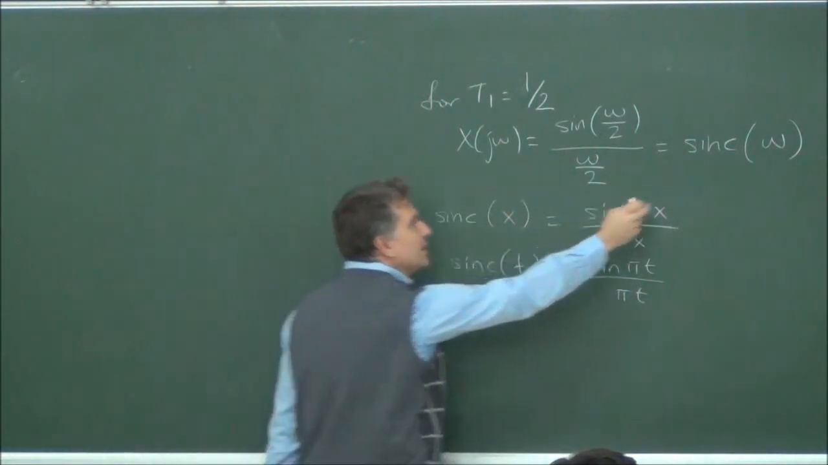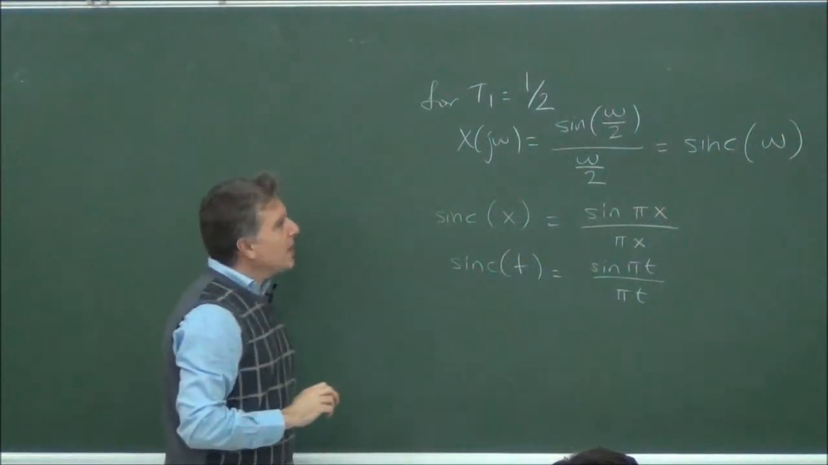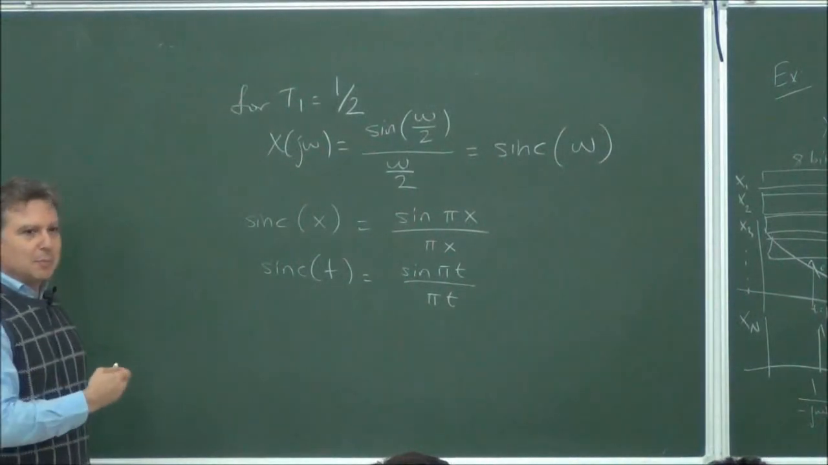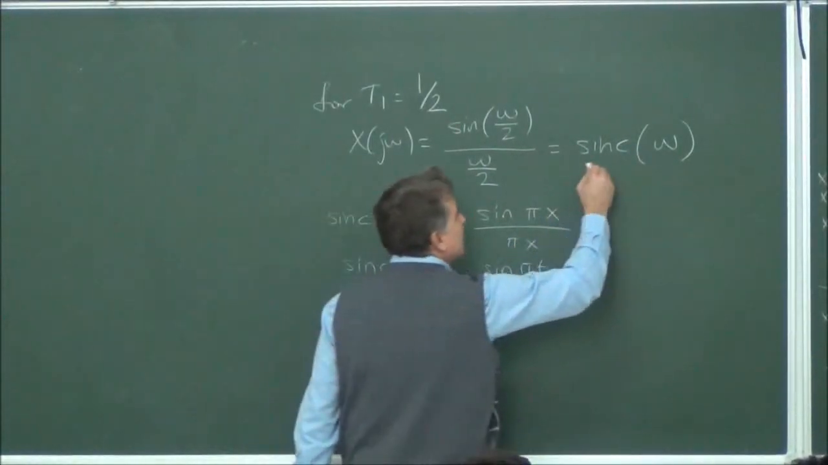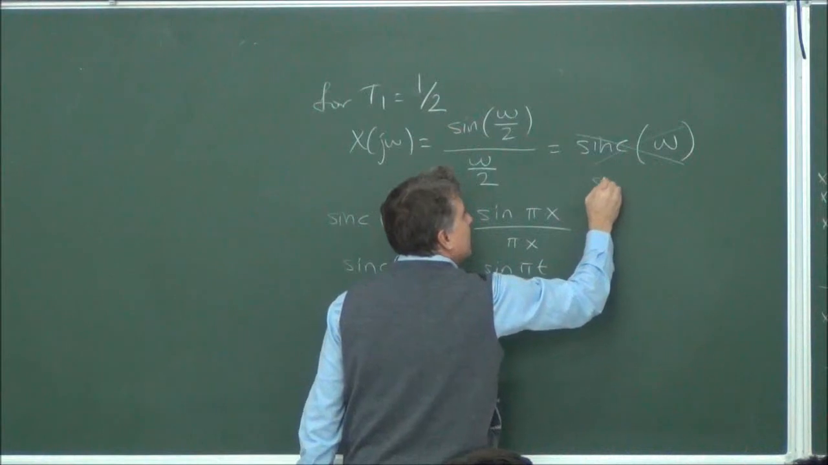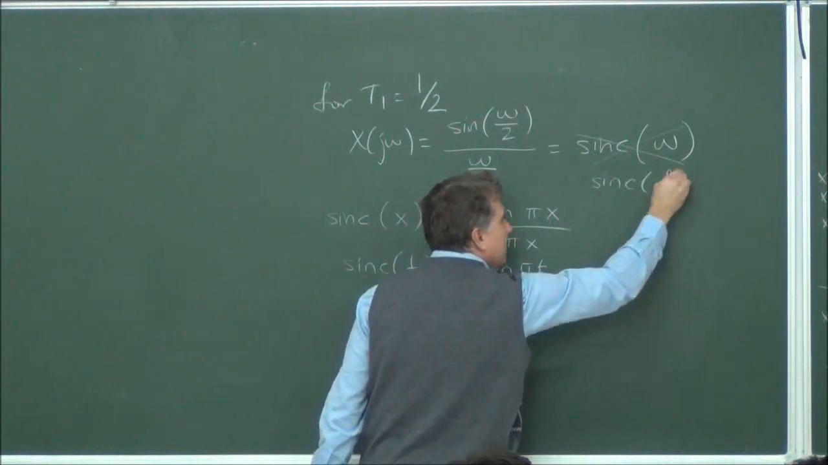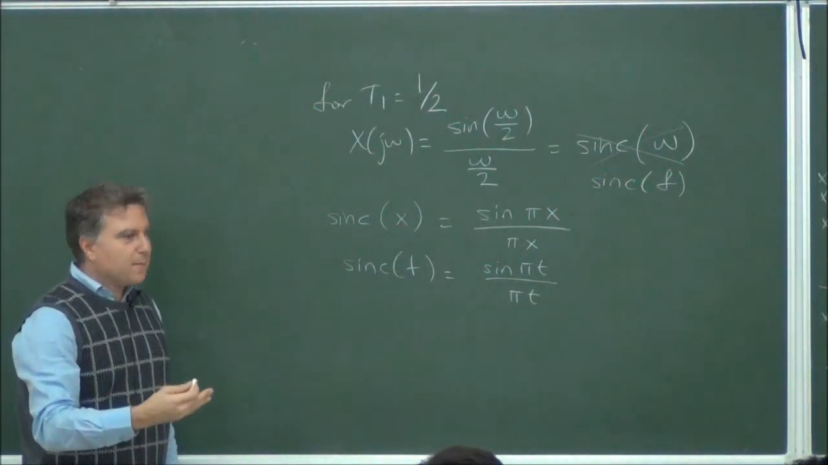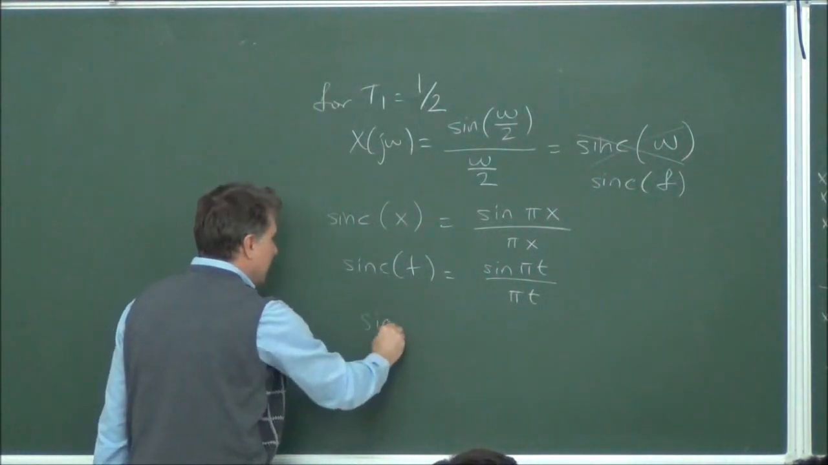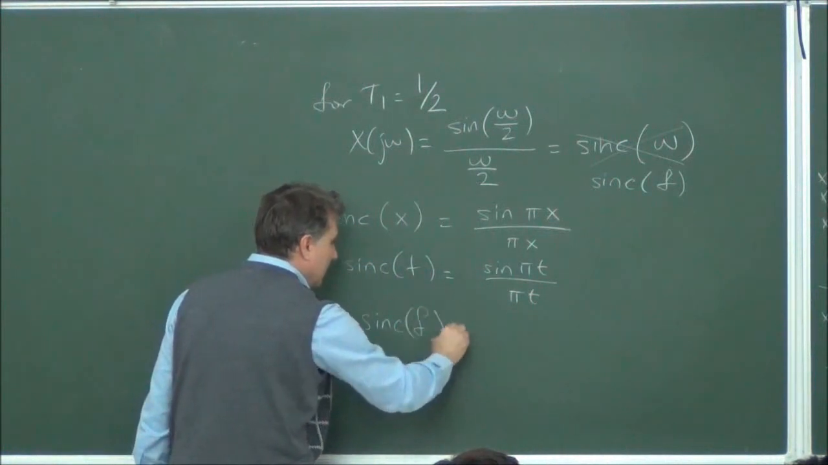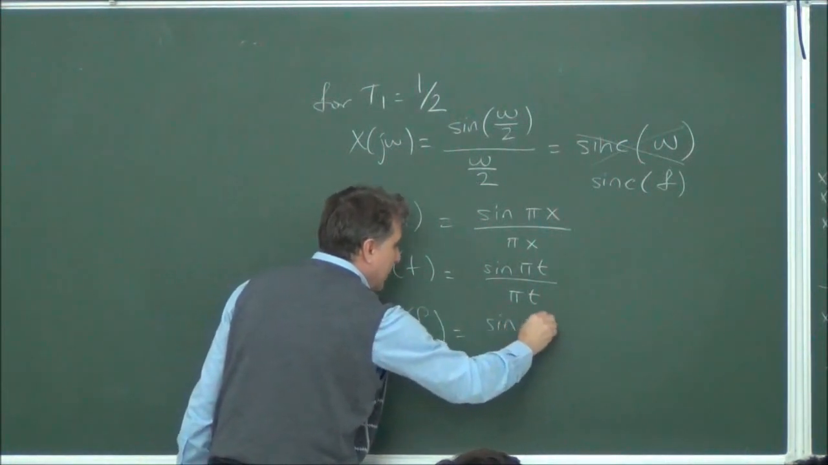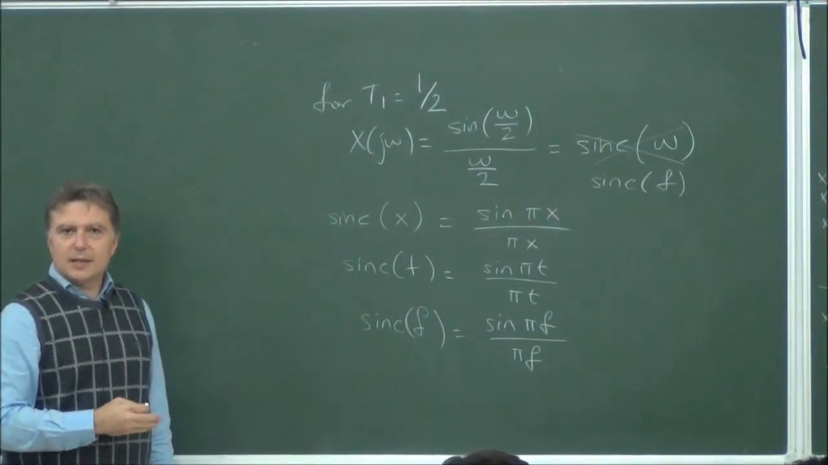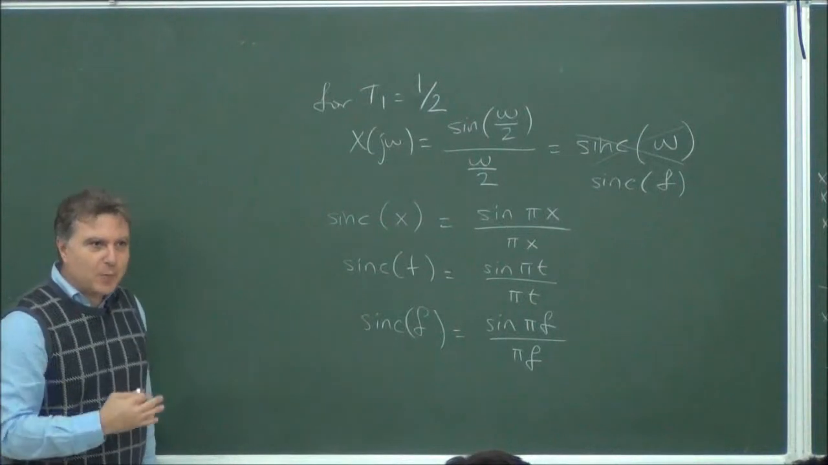And over here, there is a problem. I have to admit it. When I say sinc omega, it looks like sine pi omega divided by pi omega, but it's not sinc omega. In fact, it is sinc f that I'm talking about. And we know that omega is 2 pi f. So what is sinc f? That is sine pi f over pi f. And notice that 2 pi times f is omega.